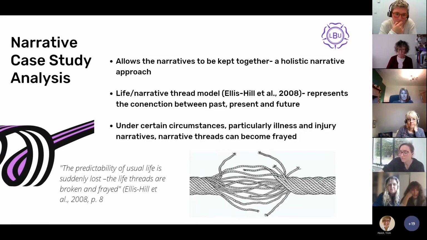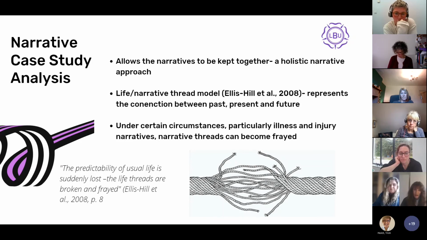So in order to avoid pulling narratives apart, narrative case study analysis, which is what I will be using, allows us to keep that data together. The whole case becomes the unit of analysis. Within narrative case study analysis, I hope to also use the narrative or life thread model, which was coined by Ellis Hill et al. in their study on identity and rehabilitation following stroke. The idea is that the participant's account is represented by a number of narrative threads, which combine together to denote relevant storied accounts of the data.